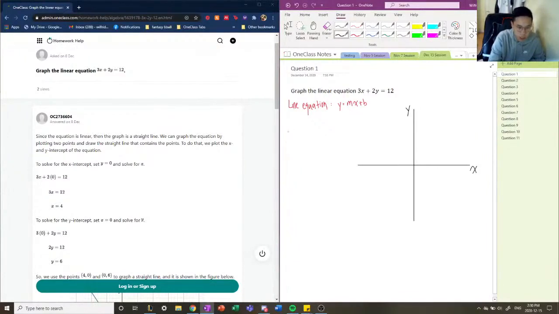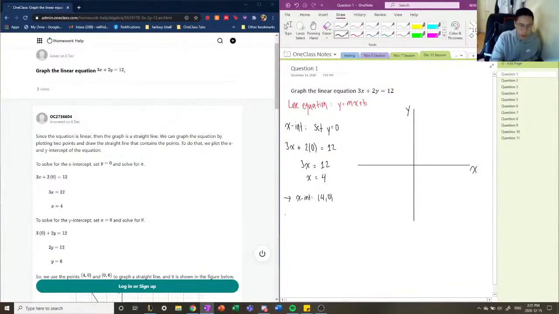Okay, so first we're going to calculate the x-intercept. I'm just going to write it short as x-int. Okay, so we're going to set y to be equal to 0. And if y is equal to 0, we get this. 3x plus 2 times 0 equals 12, okay? And we got 3x equals 12 and x equals 4. Therefore, x-int is 4 and 0. Okay, cool.